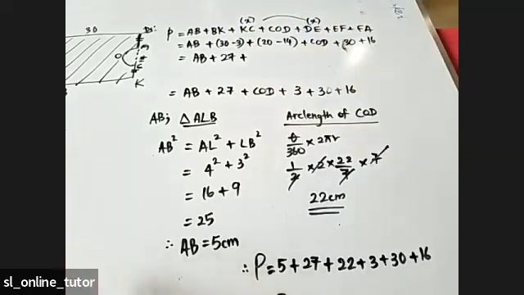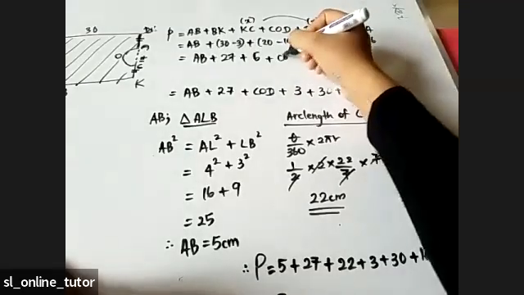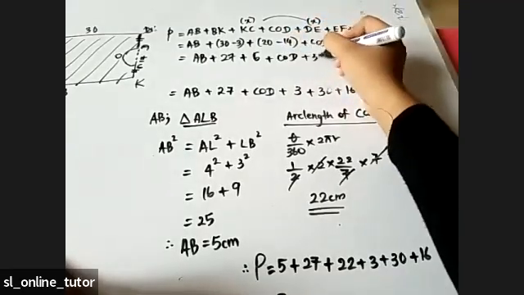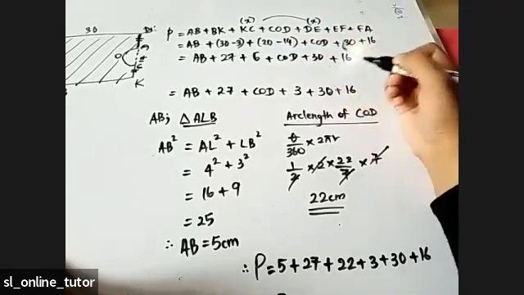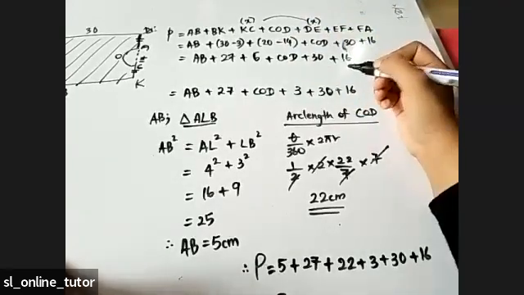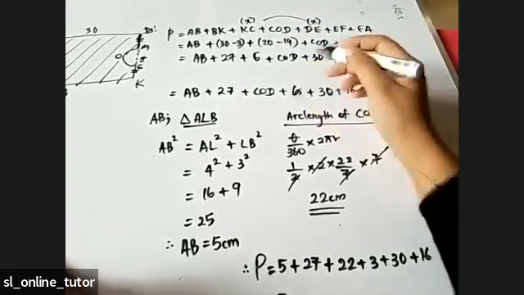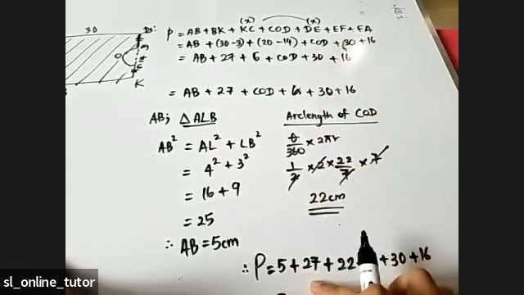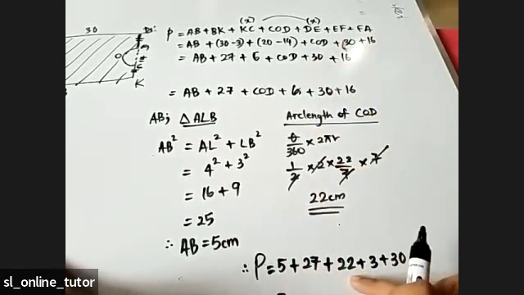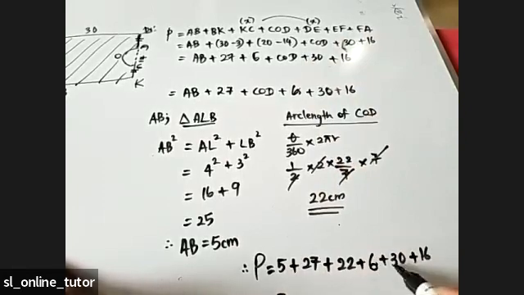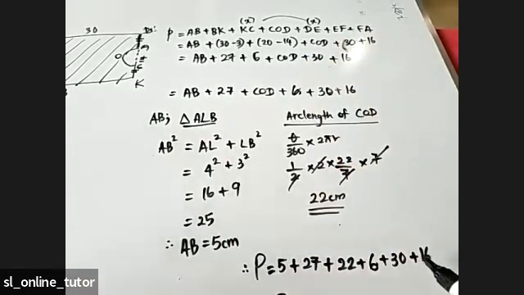how much is this you get? 6 plus COD we don't know. 30 plus 16. Yes. Now, this 3 should become 6 here. Here also I had to change. 5, 27, 22, 6. Then 30 and 16. Yes, now correct. Thank God you noticed it. So how much is the answer now? 84 centimeter.